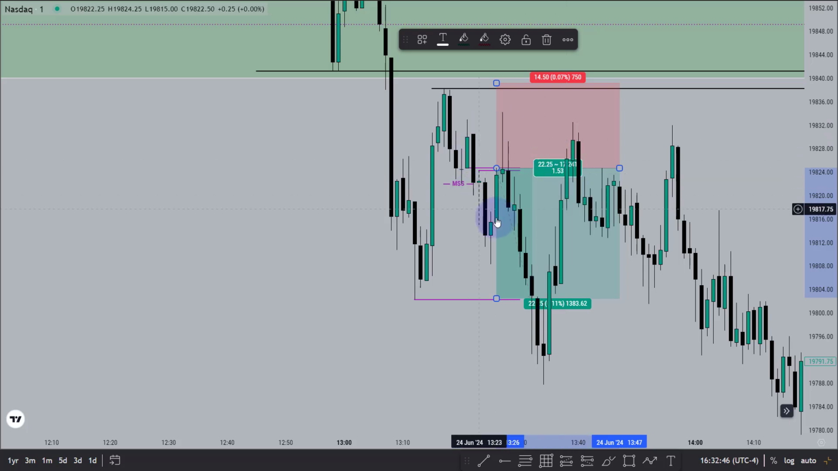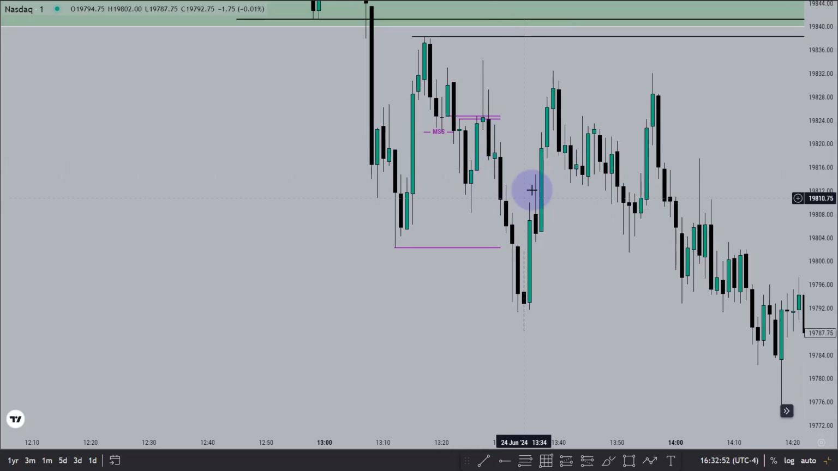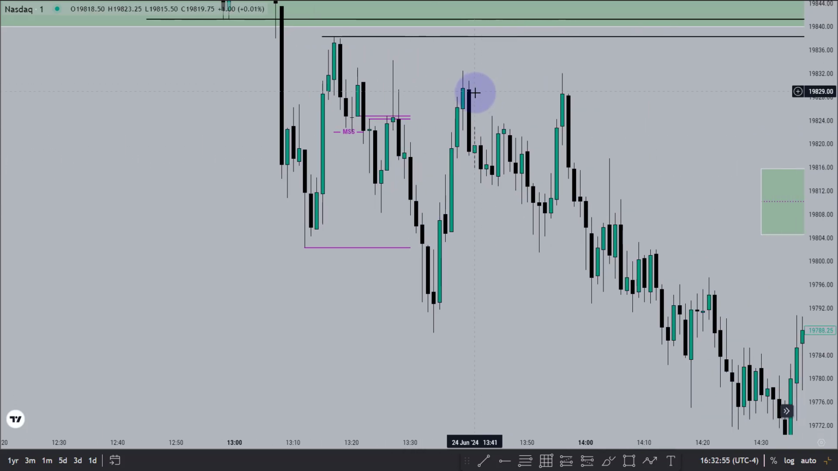This is kind of 1:1.5, not a good setup. Okay, I agree with you. Then what happened? Market went higher again one more time. I mean, it spent a little more time and made relatively equal highs over there.